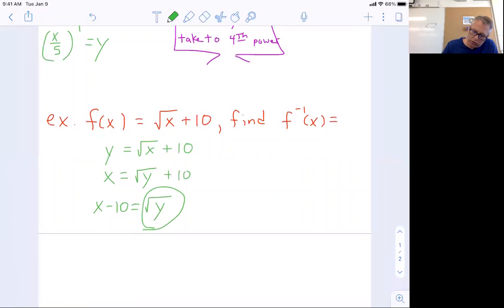And now to get rid of the square root, I square both sides. So y equals, and don't forget, put that x minus 10 in parentheses. So I squared both sides. And that is our inverse, the quantity x minus 10 squared. That's our answer.